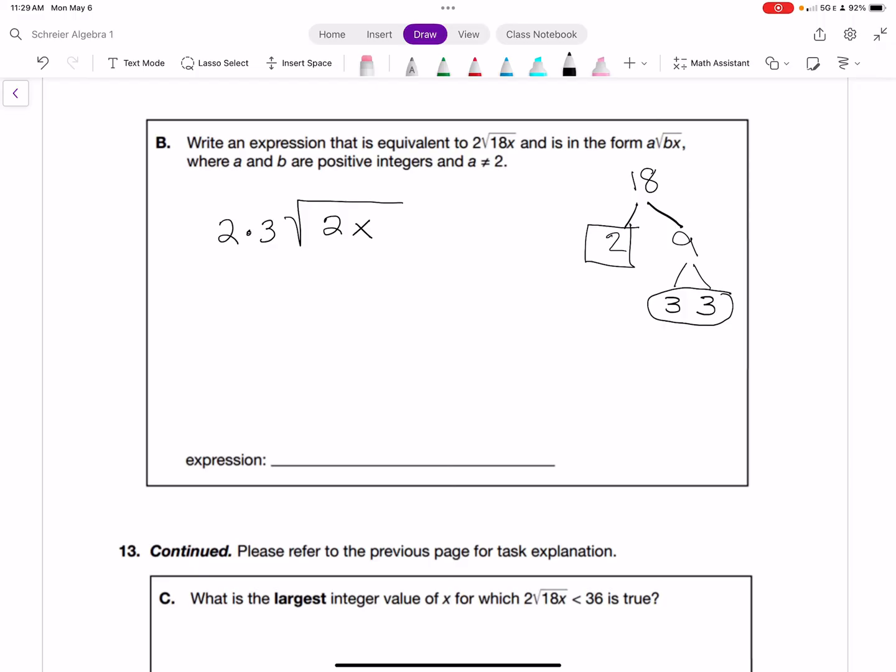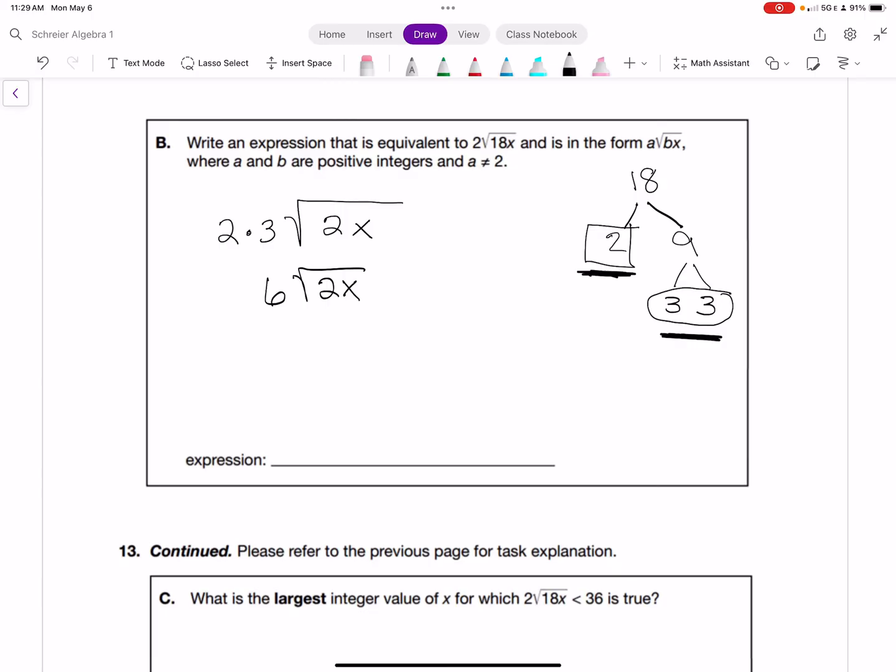And the 2 is our spare, and the 3 is our pair. So 3 goes on the outside, 2 goes back inside, and then we're going to simplify. So 2 times 3 is 6, and we just have a root of 2x. So that's one way it could be simplified.